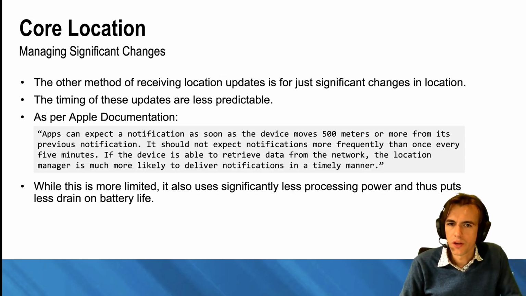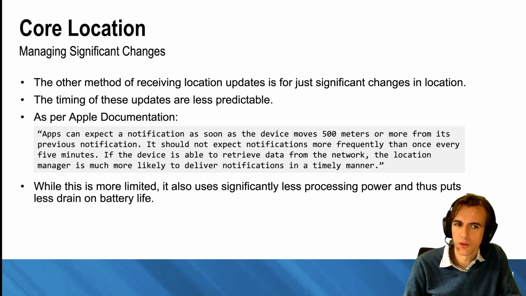The other method of location updates is significant changes. You can't predict the timing of these ones. As the documentation says, apps can expect a notification as soon as the device moves 500 meters or more from its previous notification. It should not expect notifications more frequently than once every 5 minutes. And if the device is able to retrieve data from a network, the location manager is much more likely to deliver notifications in a timely manner. So if you need only very coarse-grained location data, this is a great way to do it with less processing power and less drain on battery life.